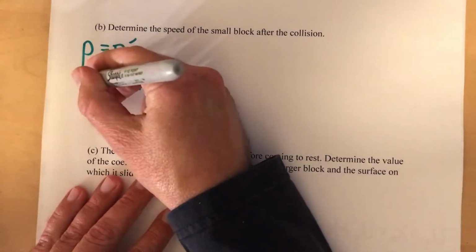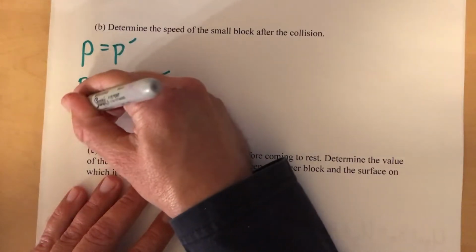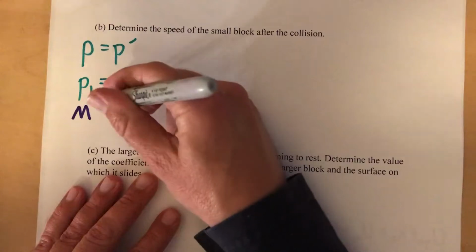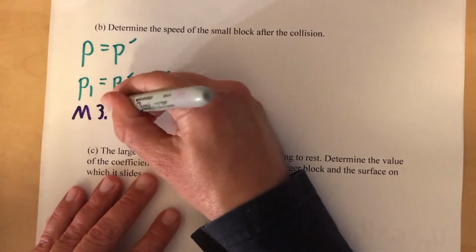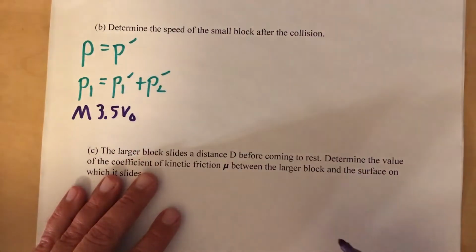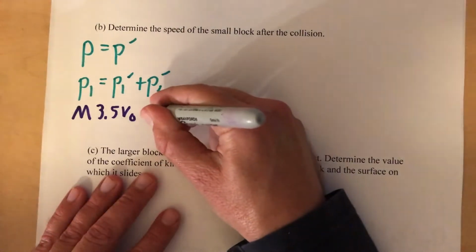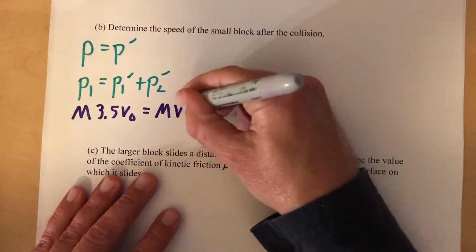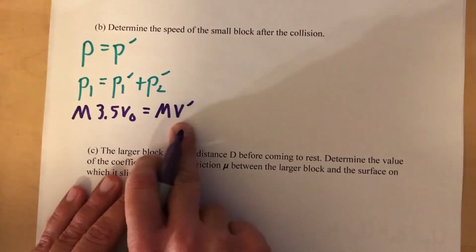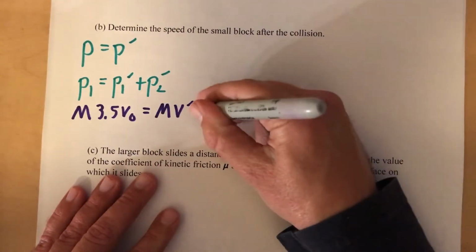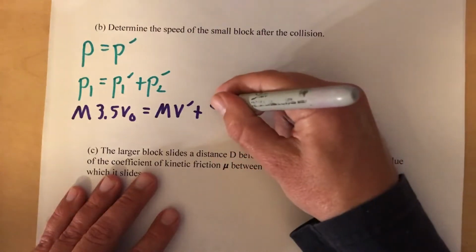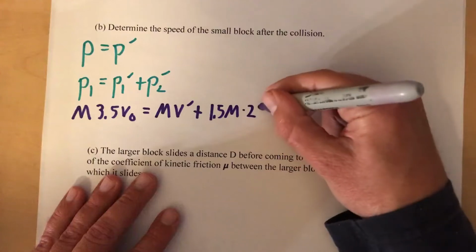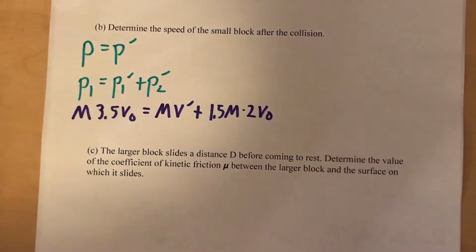This will be block 1's mass times its initial velocity. So its mass is just m, the one up on the plane, and remember they said it came down and was going 3.5 v0 as it hit the bottom there. And then on the other side, the small mass is what they're asking for, its new velocity. So there's the small block's momentum afterwards, and the large block, it's got a mass of 1.5 m, and they say it moves off with a speed of 2 v0.